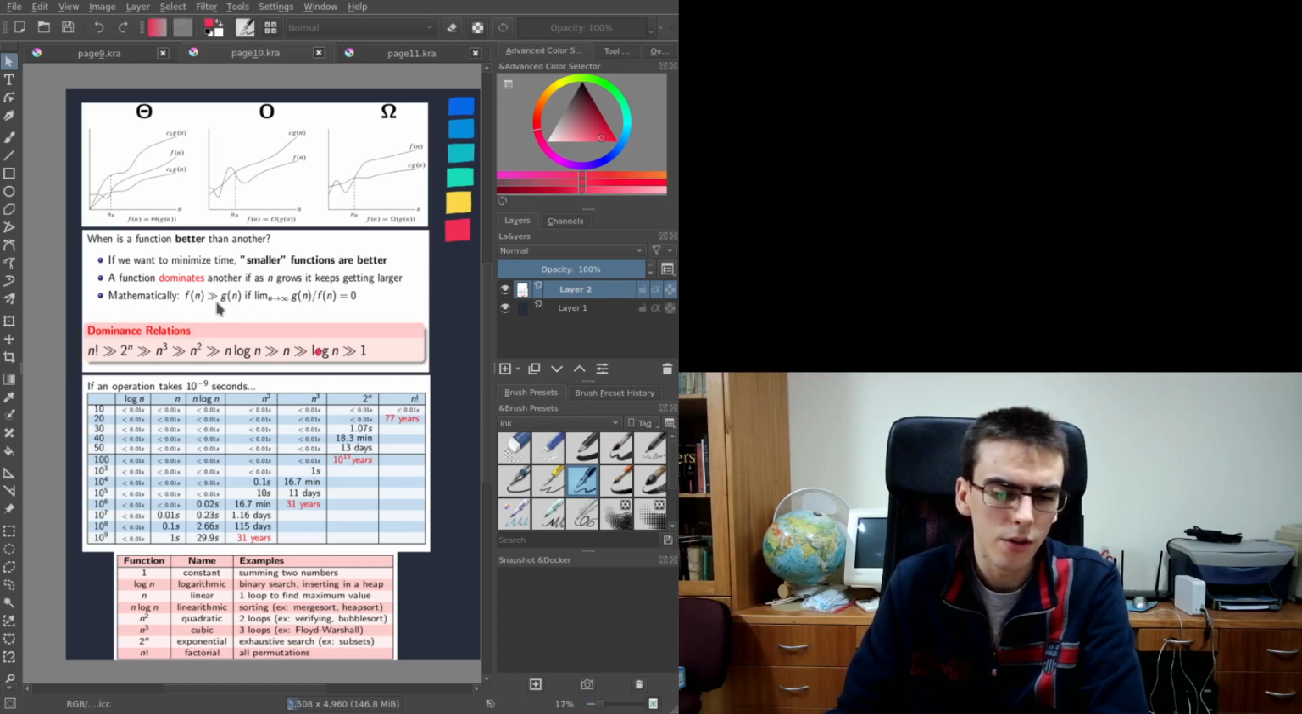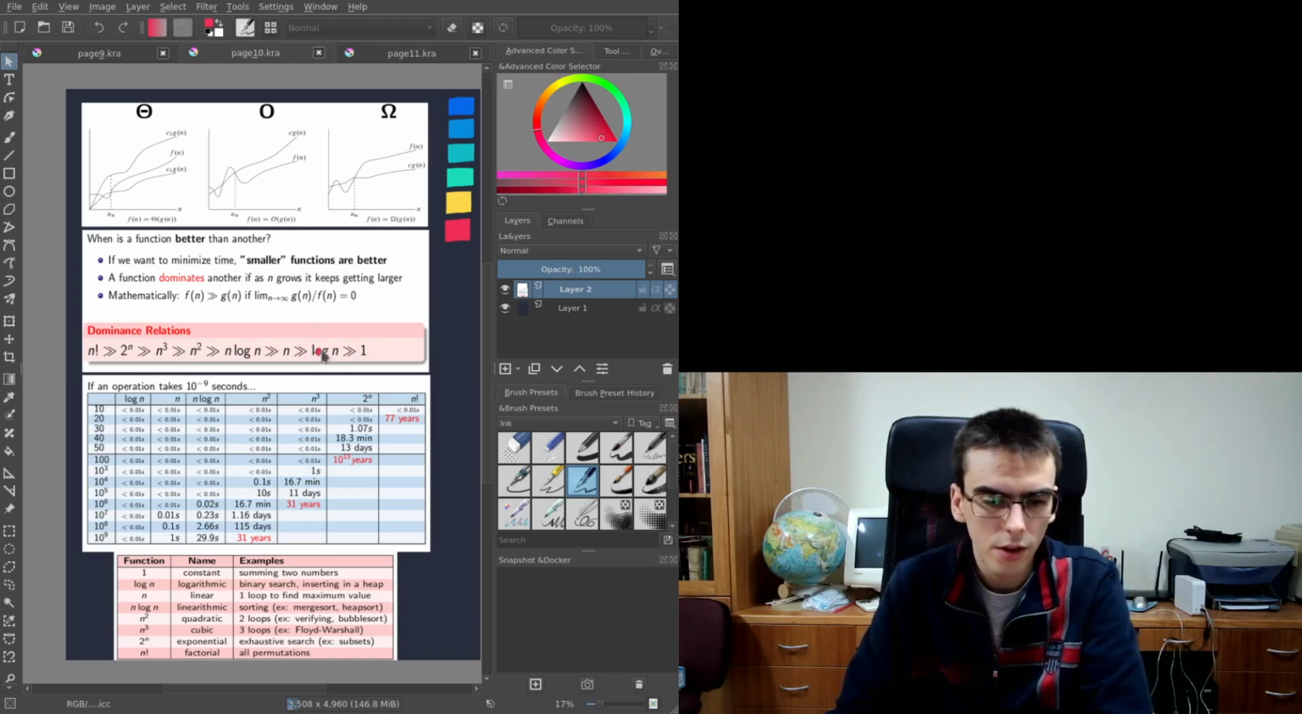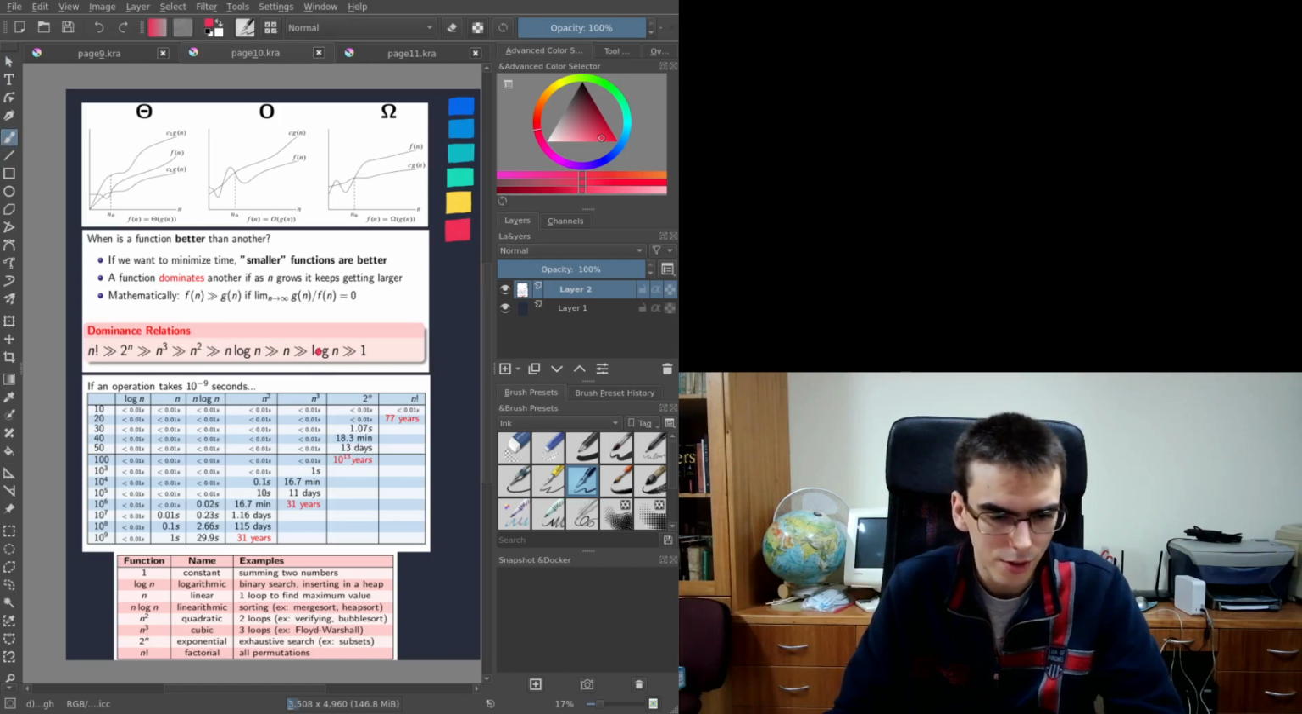Mathematically, you can use this symbol, and you are saying that f of n dominates g of n if the limit of n towards infinity, you have this. And these are the dominance relations. I just scratched the O here because we are using lg for logarithm, and I actually forgot to do the same with this one, but it's the same thing. Okay, let me just zoom in.